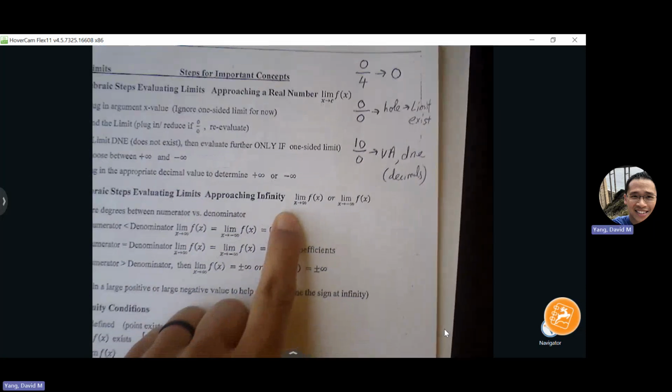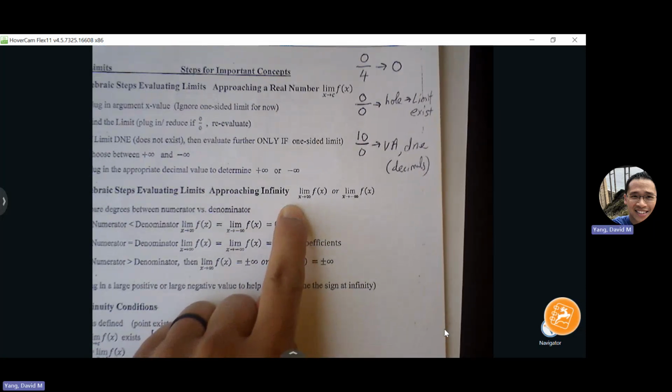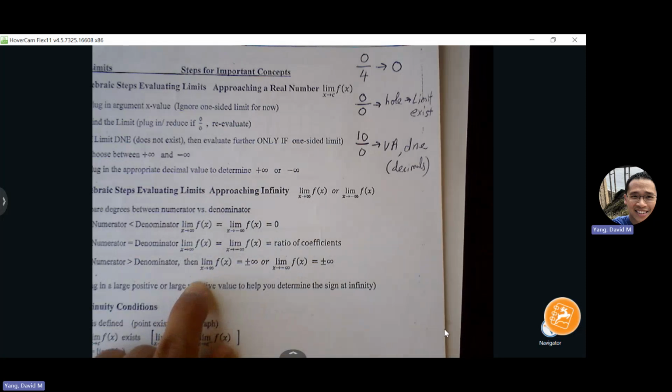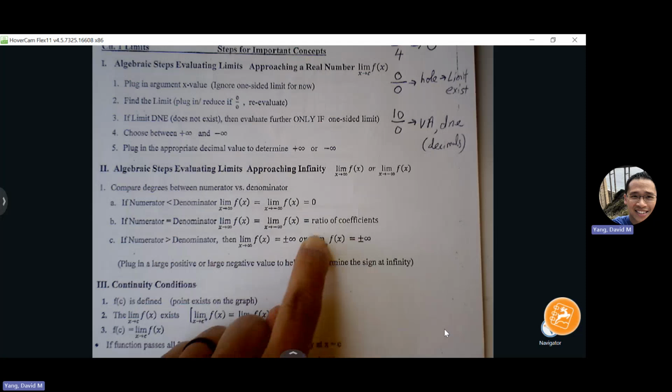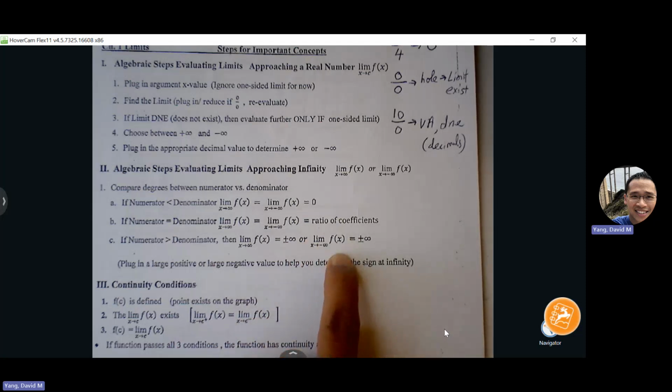Now, if we're approaching infinity, then we have a different strategy, right? What we just went through, we compared degrees. We just treat it like a horizontal asymptote. And then your limit is either 0, the ratio of the coefficients, or plus or minus infinity.